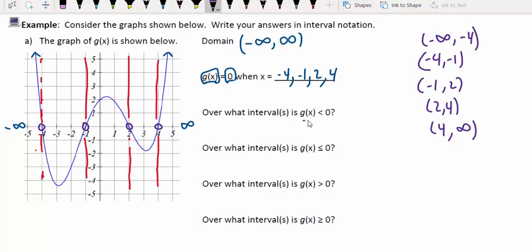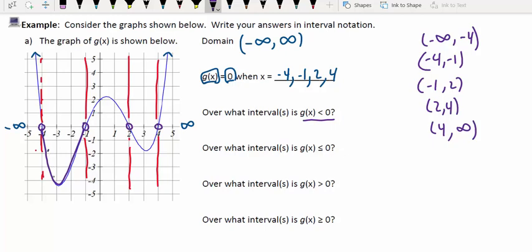My first question says, where is the function less than 0? We've already identified these open dots to be where the function is equal to 0. And remember that g of x is the y value of the point. So we're saying what points would have a y value that are less than 0, meaning negative. That would be any point on the graph that's below the x-axis. All of these points here that I'm shading in purple are points below the x-axis. And if you went to the right, you'd see their y values are all negative.